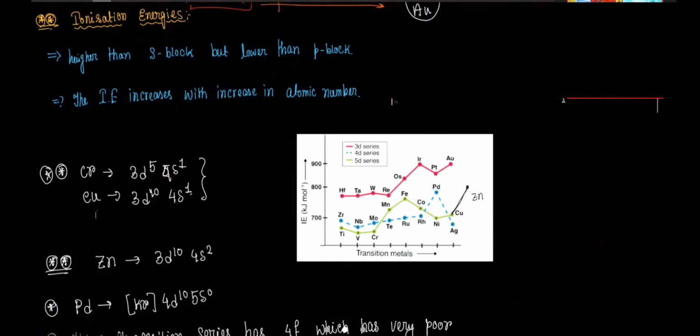Today we are going to continue with the ionization energy from the D and F block elements. If you haven't watched the previous videos, do check the link in the description. So today we are going to start with the ionization energies of the D block elements.